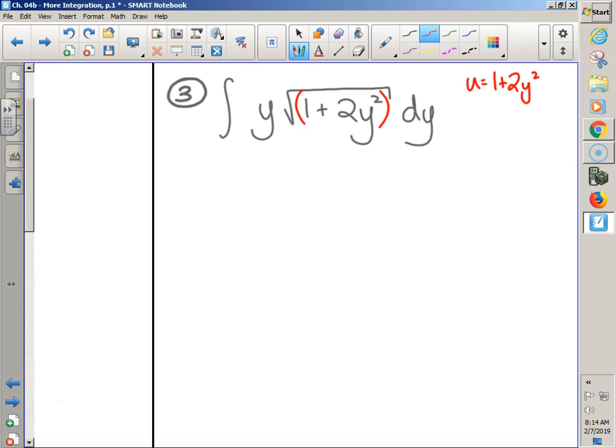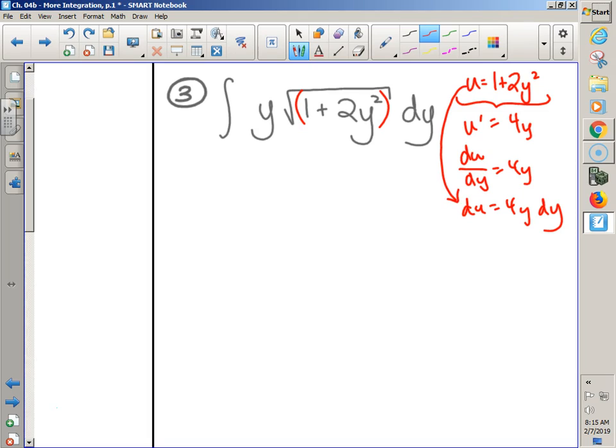What do your steps say to do after choosing u? Find du, but how do you find du? Quick reminder, you could do u prime is equal to 4y. Then you could change u prime to be du dy is equal to 4y. Then you could go ahead and say du is equal to 4y dy. Ugh. But what else could you do? Do you think maybe we can get to the place where we jump right down there? Because isn't du just u prime times dy?